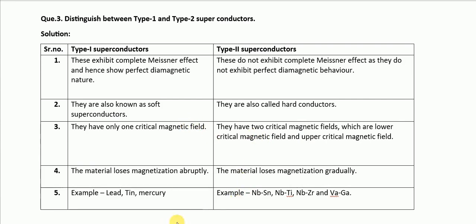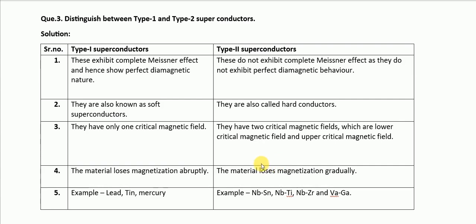Now we have the fourth point, which is that a material in type 1 superconductors loses its magnetization abruptly. Imagine switching off a light, it's either on or off, no in between. But with type 2 superconductors, this change is gradual. Their magnetization decreases slowly as the magnetic field increases between the two critical values, like dimming of a light. This gradual loss makes type 2 superconductors very useful in high field applications.